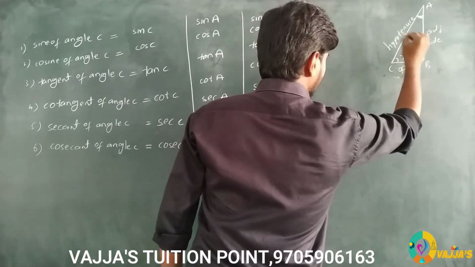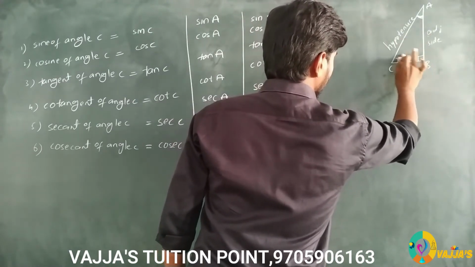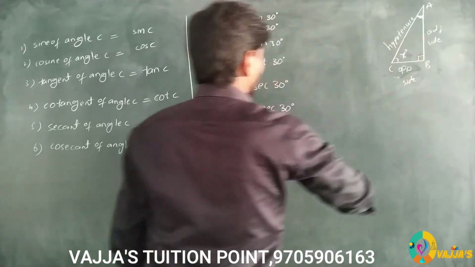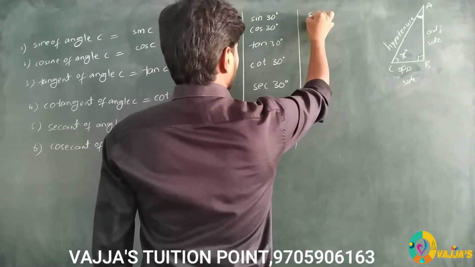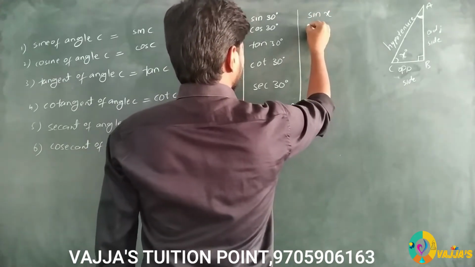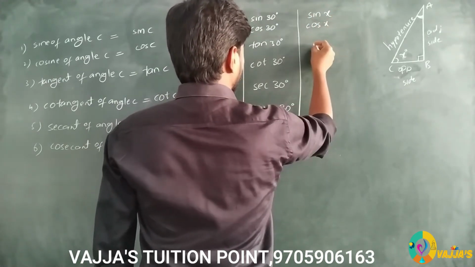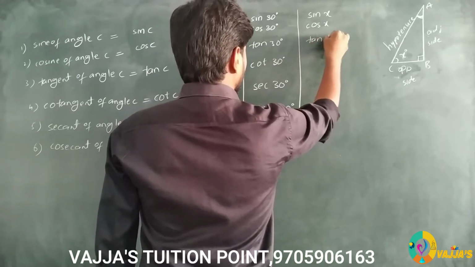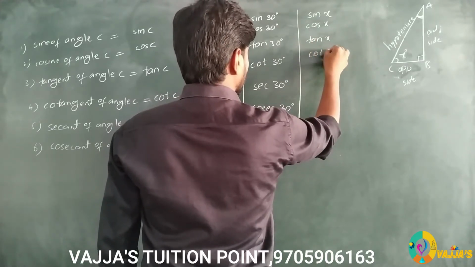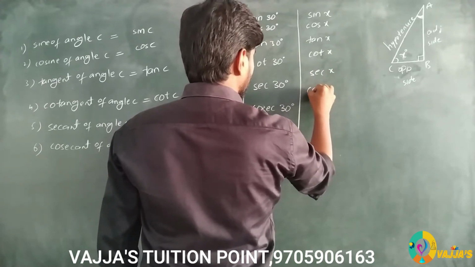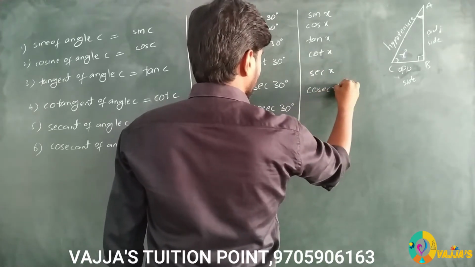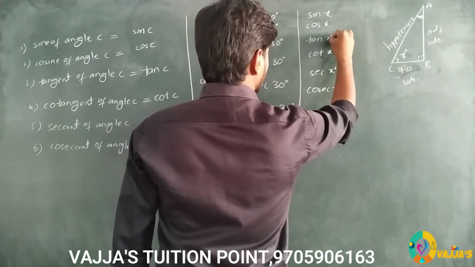Okay. For example, instead of writing 30 degrees, if I don't know the angle, I write it like this, x degrees. It is x degrees. What are the trigonometric ratios here? Like this: sin x, cos x, tan x, cot x, secant x, cosecant x. Here we can write degrees also like this, no problem.